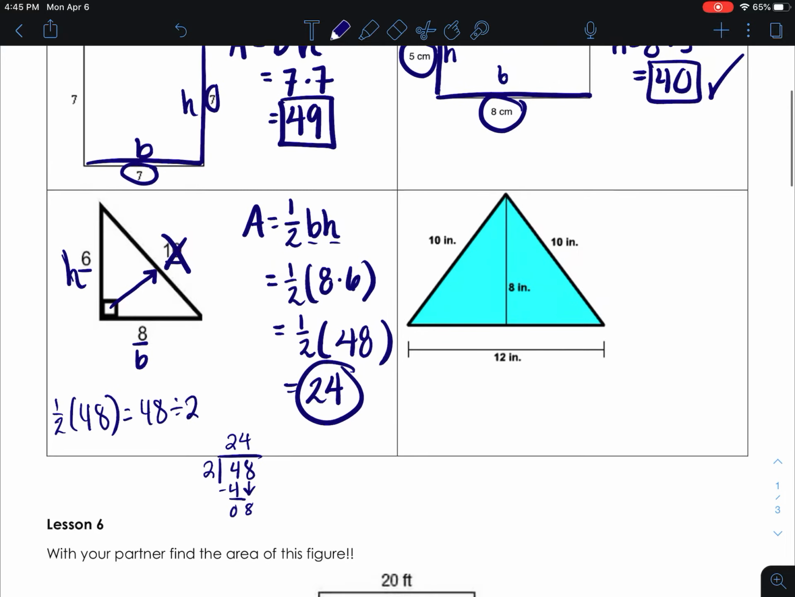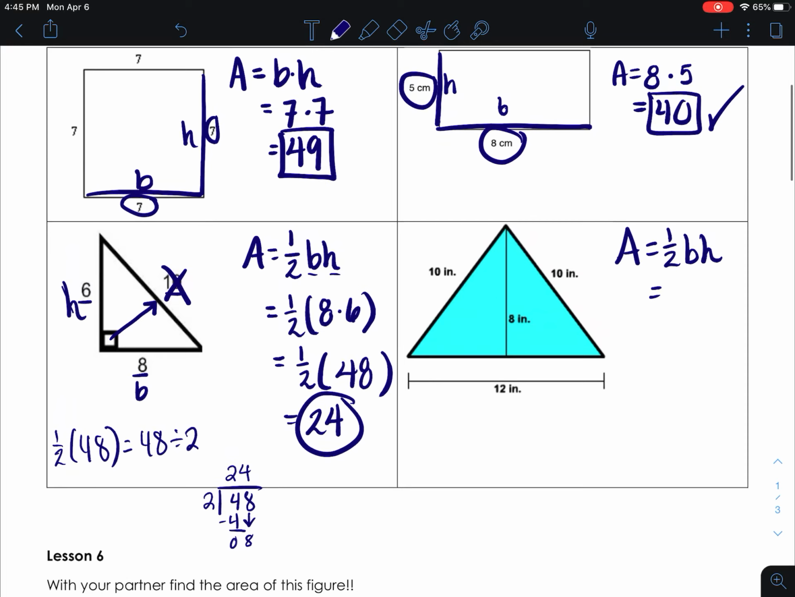Same thing for this one. You're going to have 1/2 base times height. And I want you to go ahead and solve this one right here on your own. Go ahead and pause it and solve it on your own.